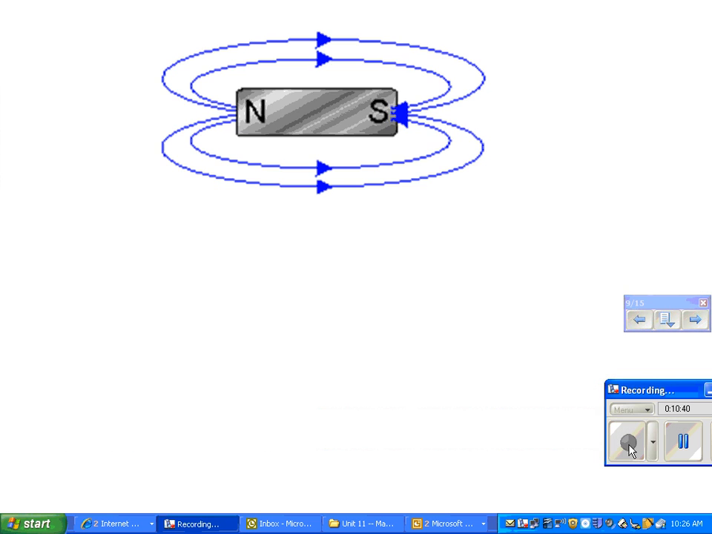Okay, so here's what the field looks like around a regular bar magnet. There are a few field patterns that IB expects you to know. I think that was one of the syllabus things we talked about at the beginning, like be able to draw the field lines around certain things. You should know that, okay?